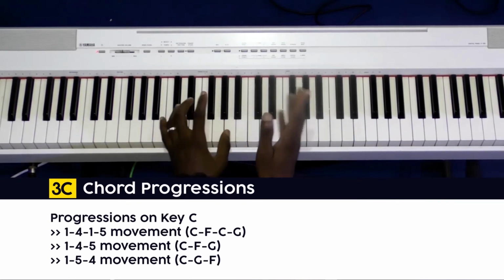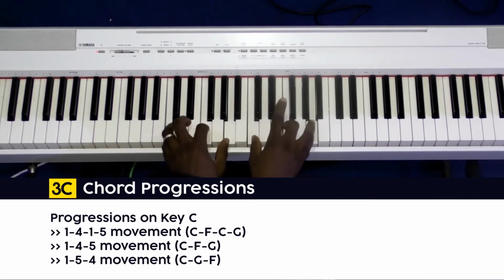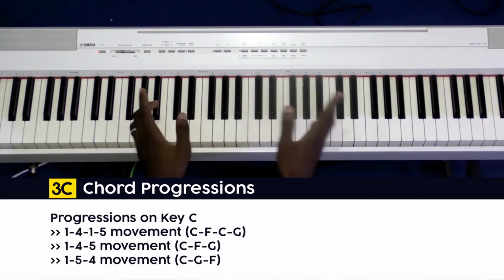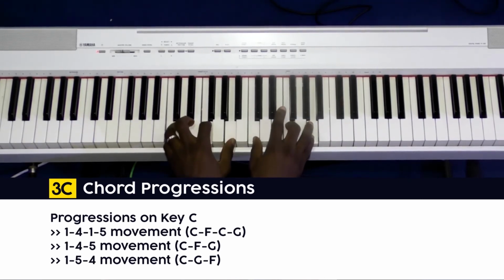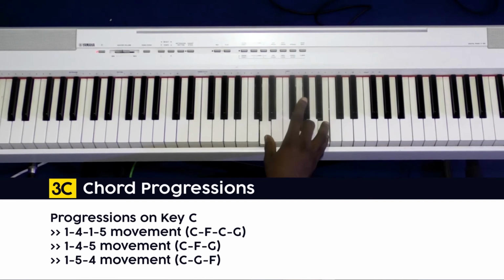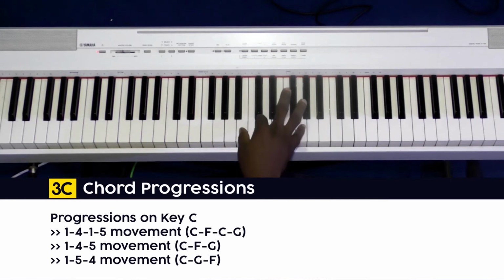Then the last movement is simply moving from 1 to 4, then to 5. Remember, we said this is the inversion you use for your 4th. Then you can still move from here to your G. You can either move to this G that is here, this inversion, or when you're on 4th chord here, you move to this G, which is the first inversion.